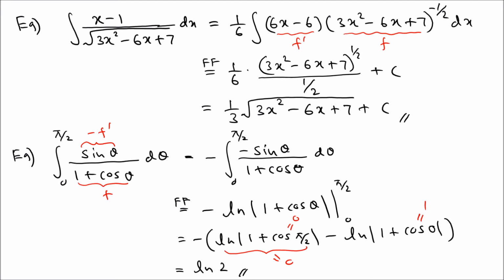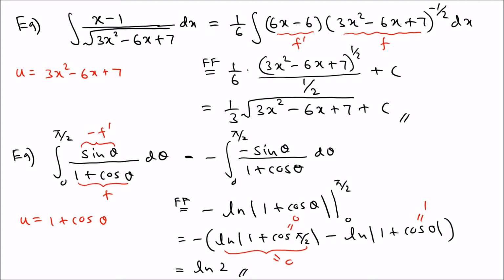Again, you can still do this problem using the substitution method. For this one, you can substitute u equals 1 plus cosine theta. For the top one, you can substitute u equals the inside function 3x squared minus 6x plus 7. You can still do it, but we have a shortcut right now.